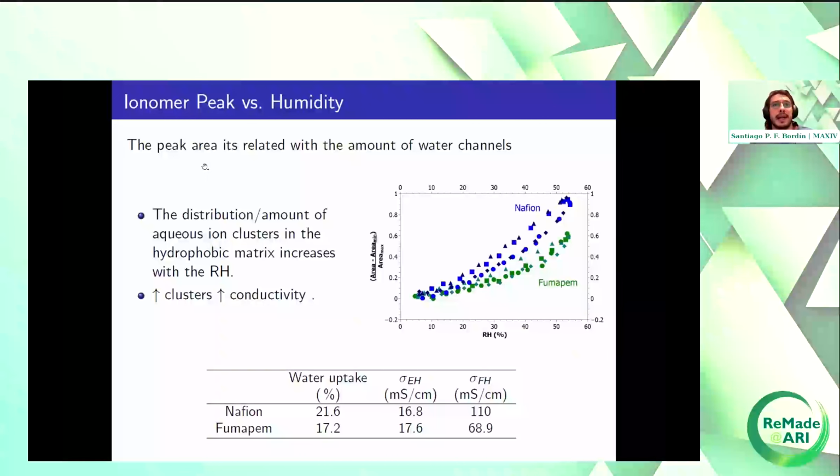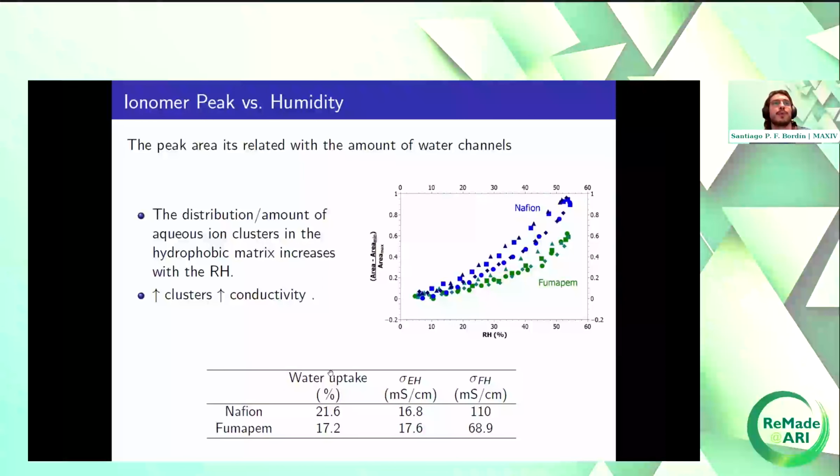Then if we analyze the area of our peak, we can relate whether there is an increment in the amount of water channel available to produce the conductivity. So here we normalize the area of the peak. We can see the Nafion increases more than the Fumapem membrane, but both increase in size. That means that we have more clusters, more water channels, that implies more conductivity.